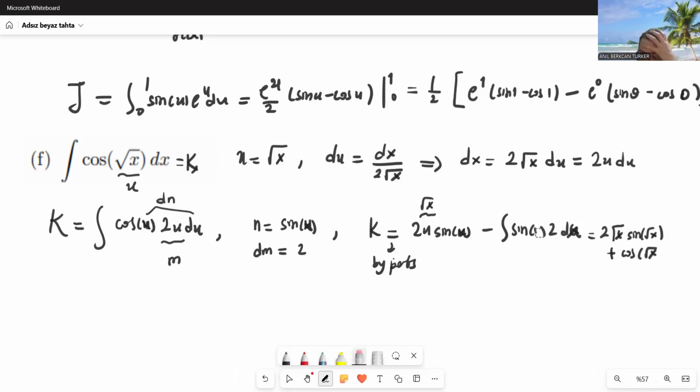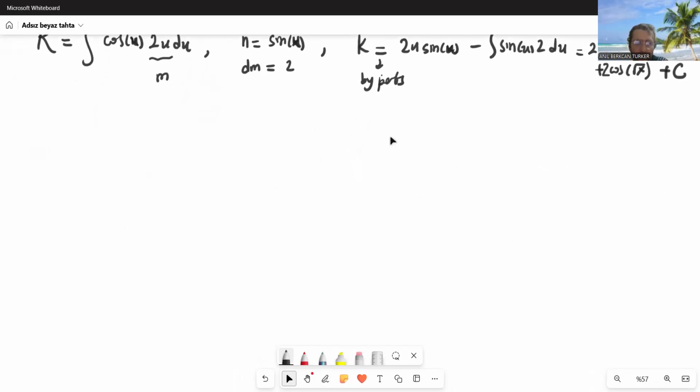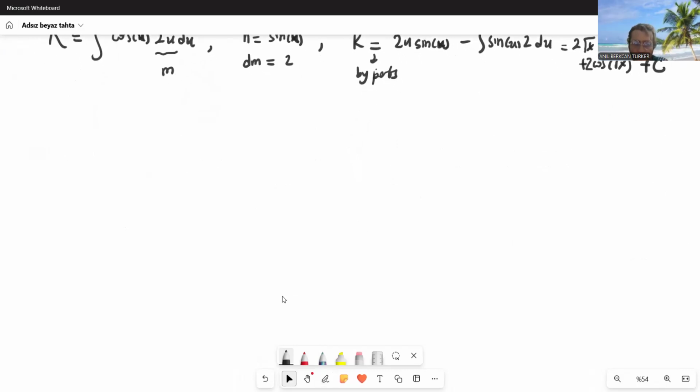Let me just clear them. Nevertheless, this is u, this is again u. So we have two also. Everything is in terms of x, and you need to also put your plus constant because you don't have any boundary. Okay, this is your result. So let me calculate another one. We did f.